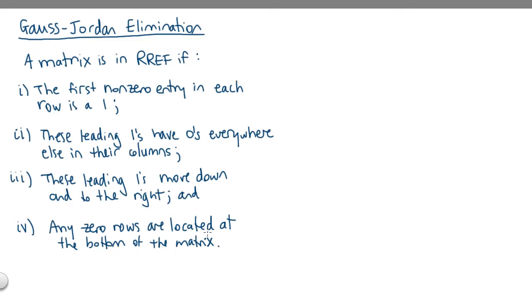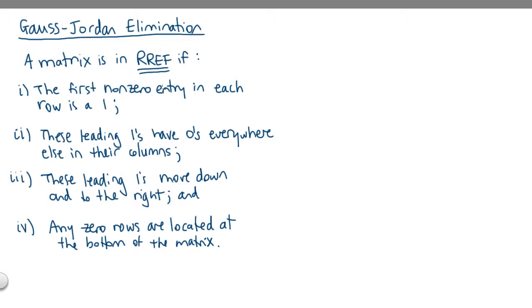In this video, we're going to discuss Gauss-Jordan elimination. We say that a matrix is in RREF, or reduced row echelon form, if the following four criteria are met.